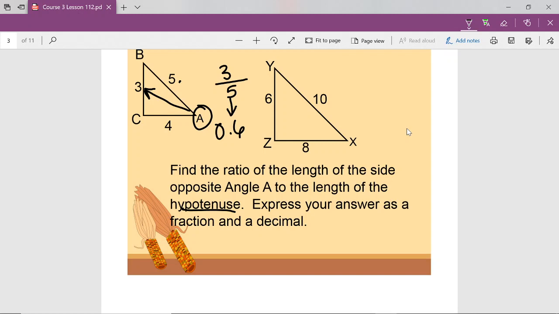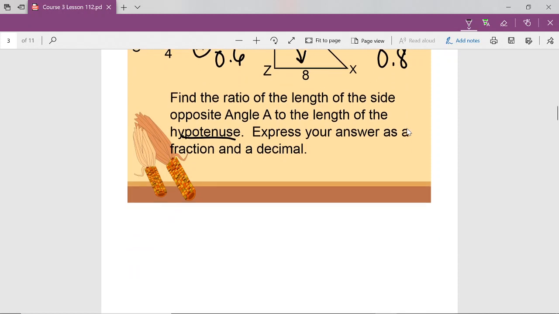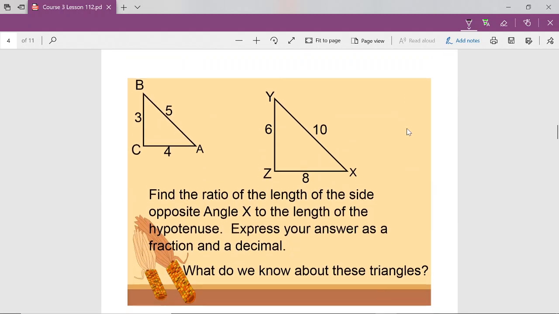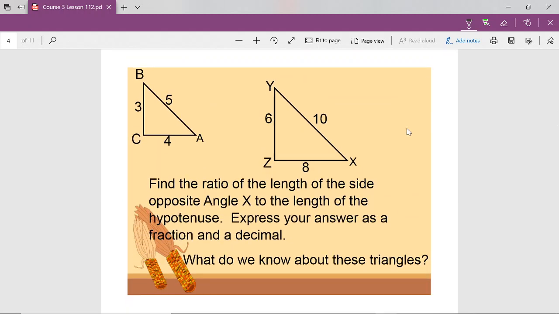How about this one over here? Let's say we care about angle Y, and I'm going to do the same relationship, opposite over hypotenuse. Well, opposite of Y is 8 over the hypotenuse of 10. We express it as a decimal as 0.8. Not really anything to it. It's really not supposed to be extremely difficult. We're just really gearing ourselves up for another lesson in lesson 112.